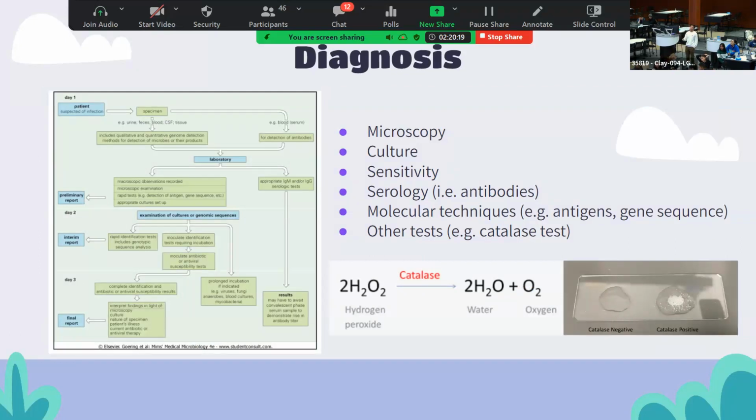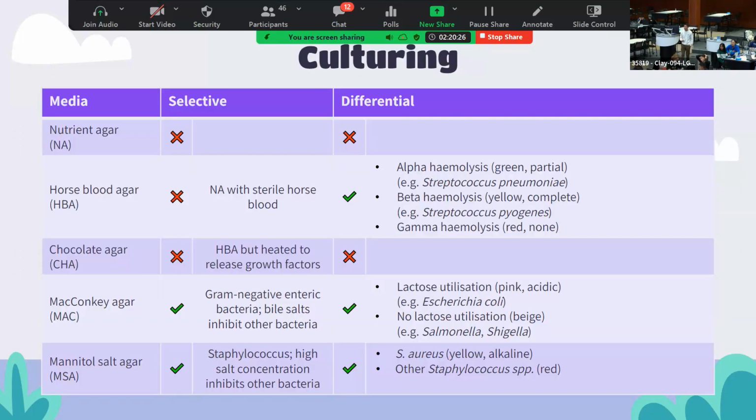Oh, and a note with serology. Serology is different from blood tests because it only tests for antibodies. Something to note. All right, in terms of culturing, this is mainly for bacteria because that's what we have a focus on. This is a summary of the different media you can use. I won't go through all of it, but nutrient agar is your stock standard one. Then you've got ones that can be selective, so it only allows certain bacteria to grow, and that can be useful, especially if you are swabbing something that has a lot of normal flora.